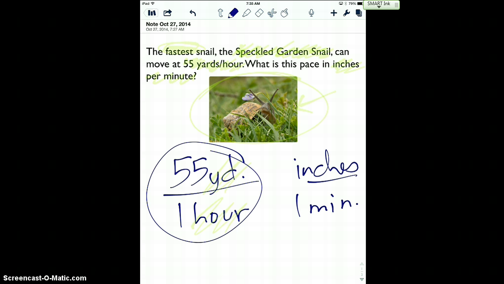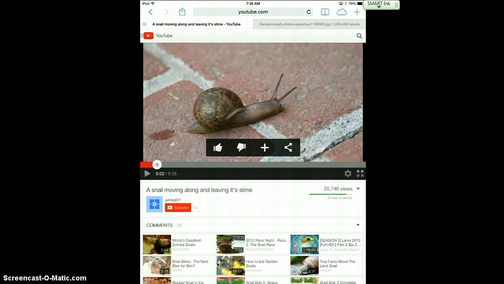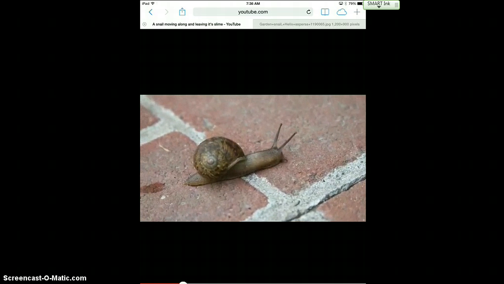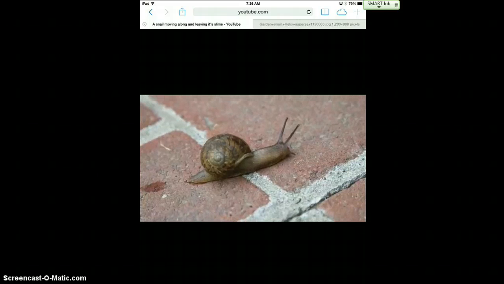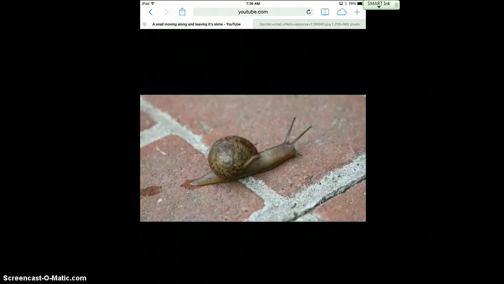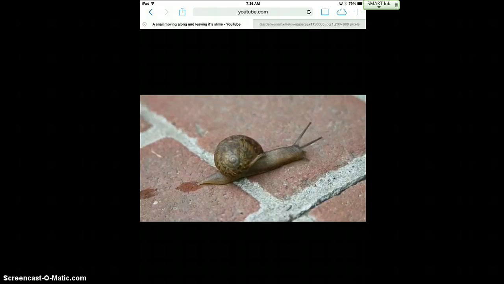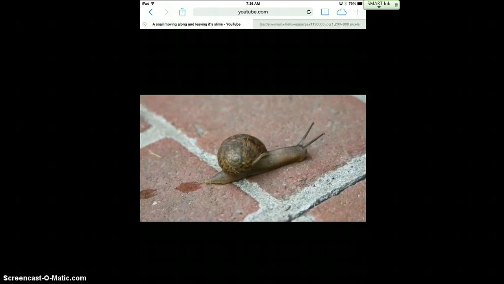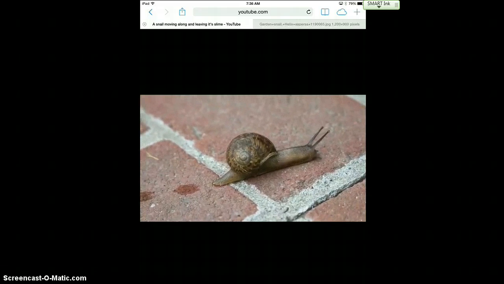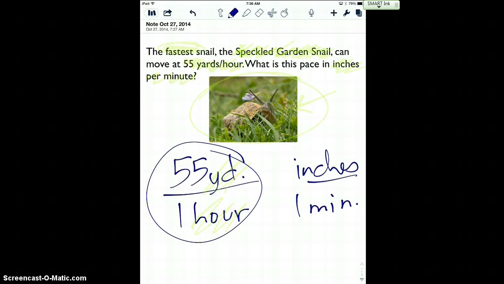So just to give you an idea of what this looks like, here's a snail moving along. There it is. Look at that speed. And that's not even the fastest snail, okay? That's not the speckled garden snail. That's just a snail. I didn't even look up what kind of snail this is. But look at that speed. Wow. Okay. So, here we are. How the heck do we do this?